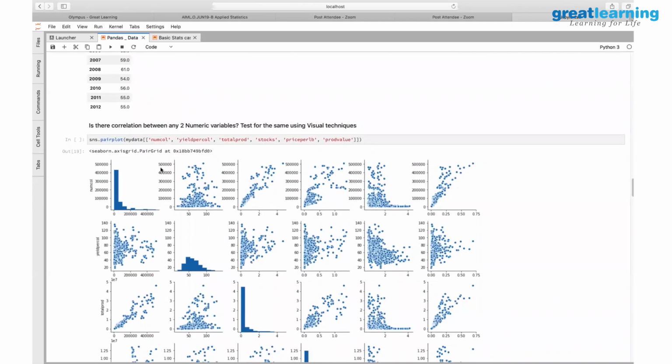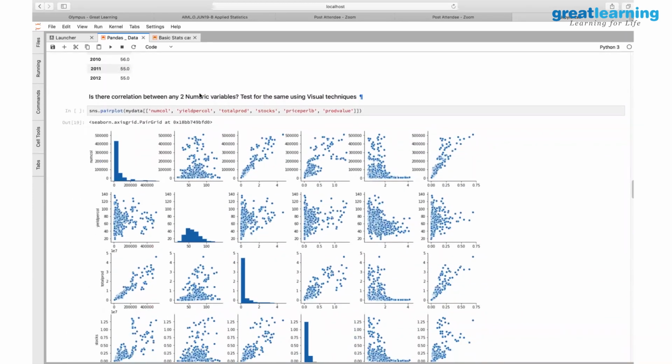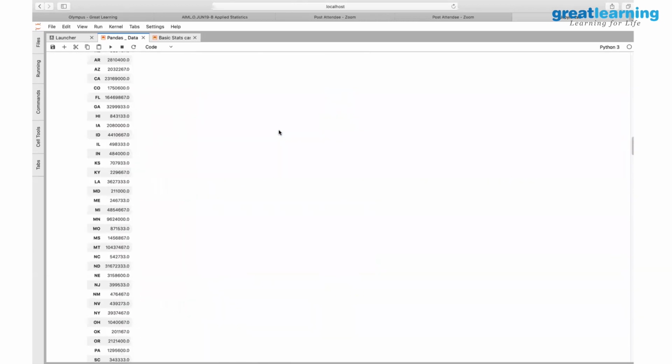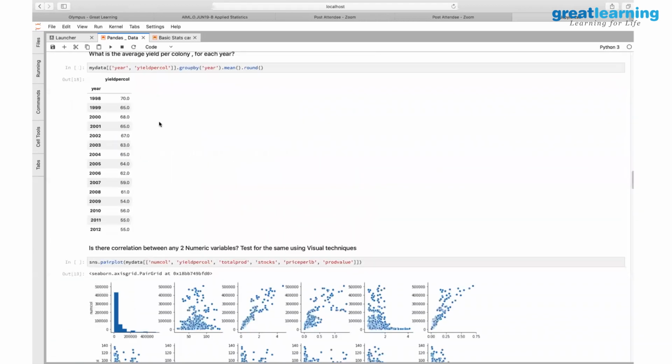So now the question, this is an important question. Is there a correlation between any two numeric variables? So how many numeric variables have we seen? 1, 2, 3, 4, 5, 6, 7 variables out of the 8 variables that are there. Is there a correlation between these numeric variables?